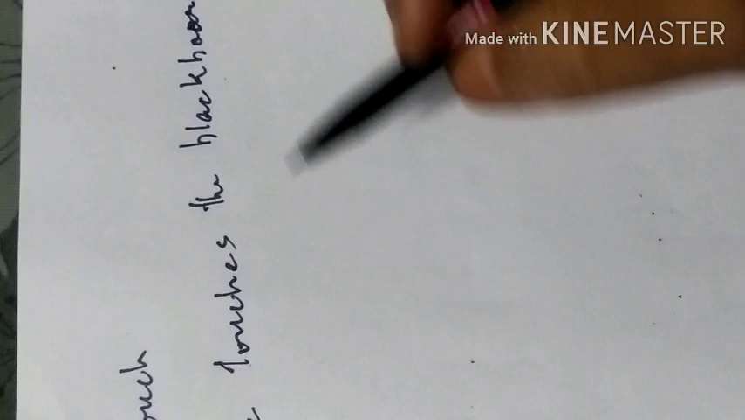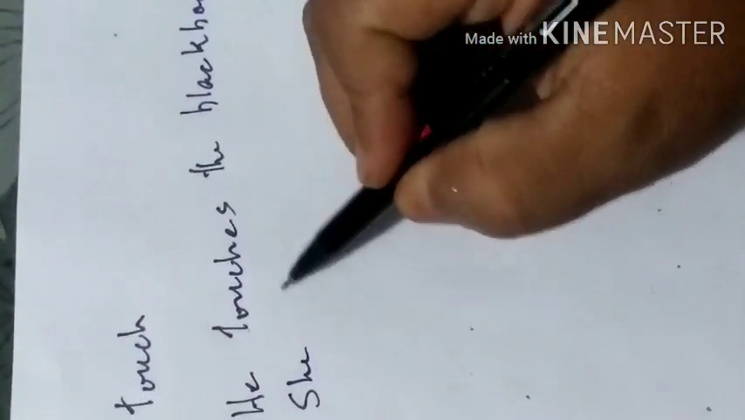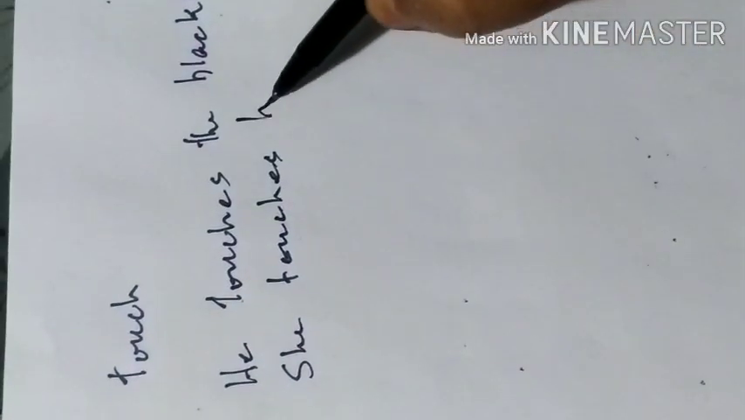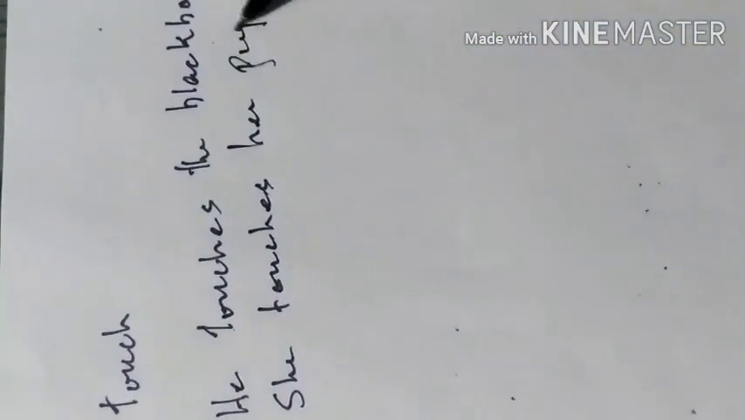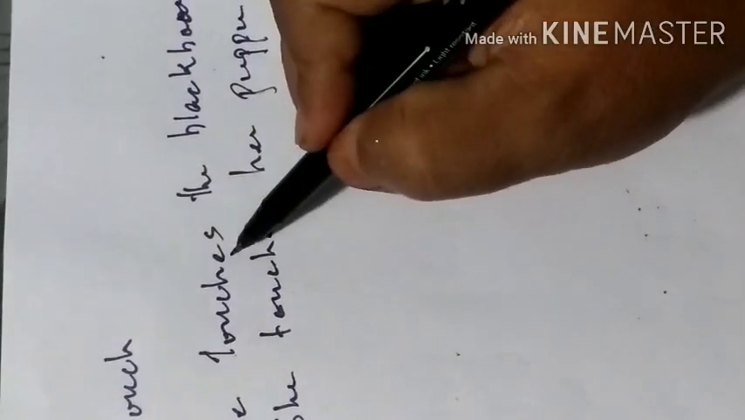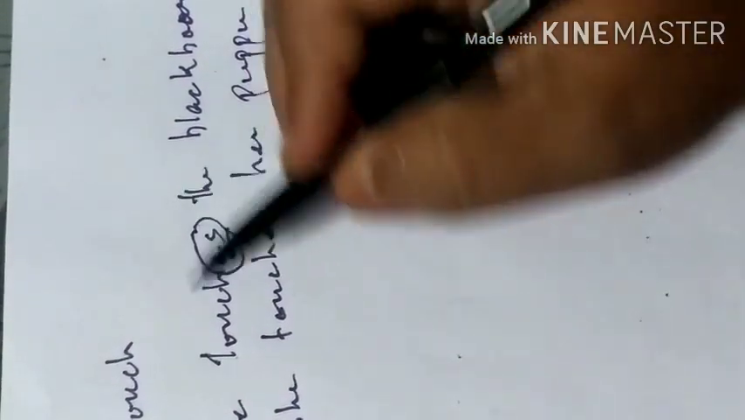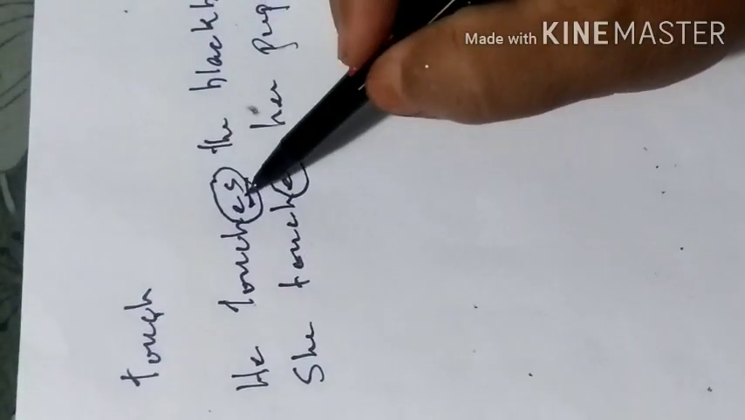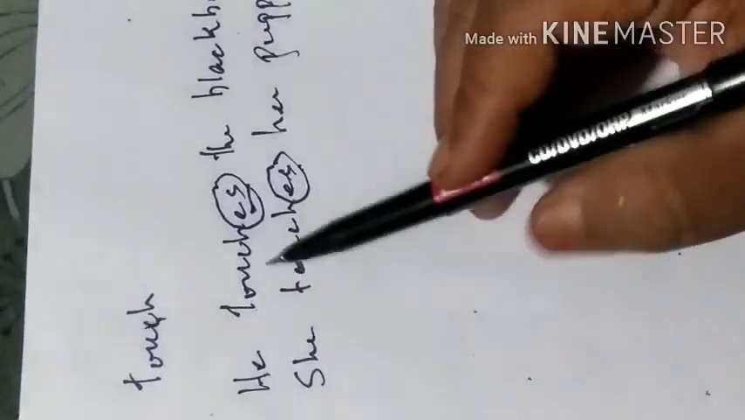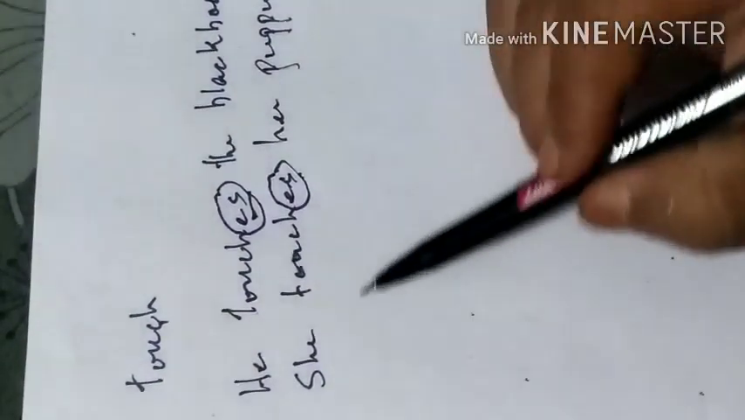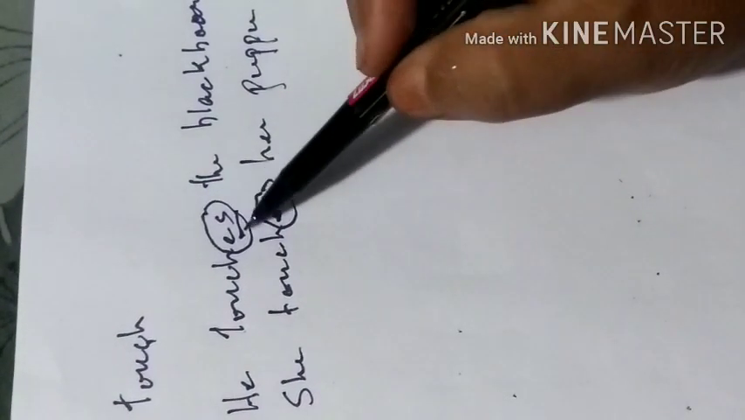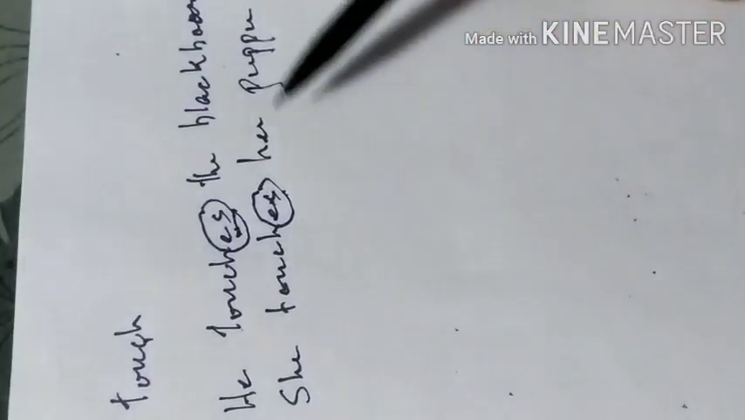He touches the blackboard. Or she touches her puppy. Here the verb touch has undergone a change by addition of es. He touches the blackboard, she touches the blackboard. We cannot say he touched the blackboard, she touched her puppy. Must always add this es. He touches the blackboard, she touches her puppy.